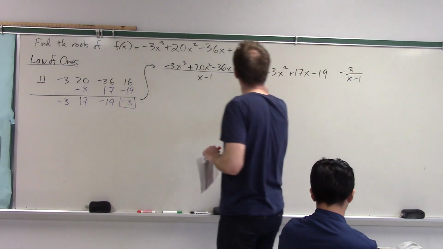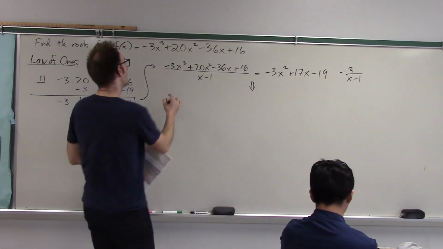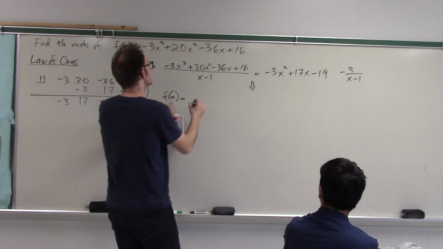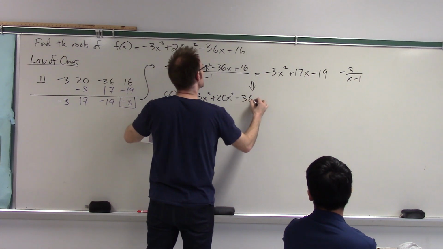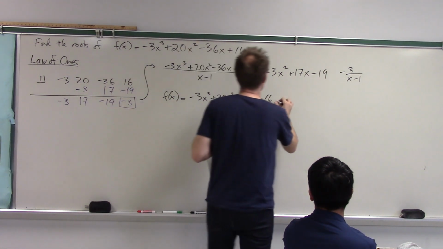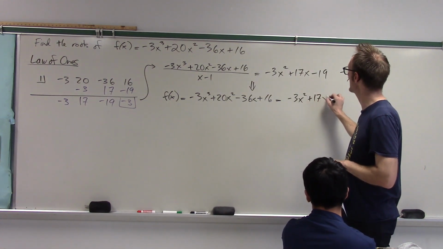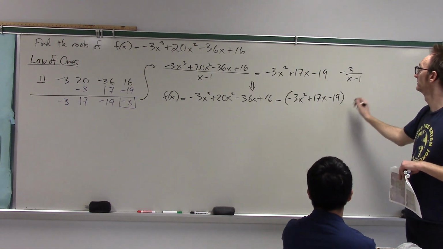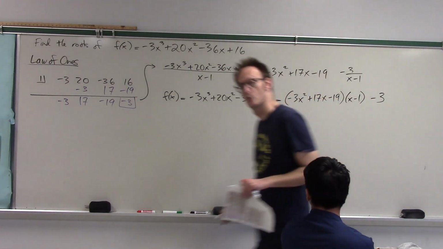Okay, translating this into a more helpful format, what we have really just learned is something about our function. What we've really just learned is that this function, negative 3x cubed plus 20x squared minus 36x plus 16, itself can be written as negative 3x squared plus 17x minus 19, the quotient, times x minus 1, minus 3. Who's with me?